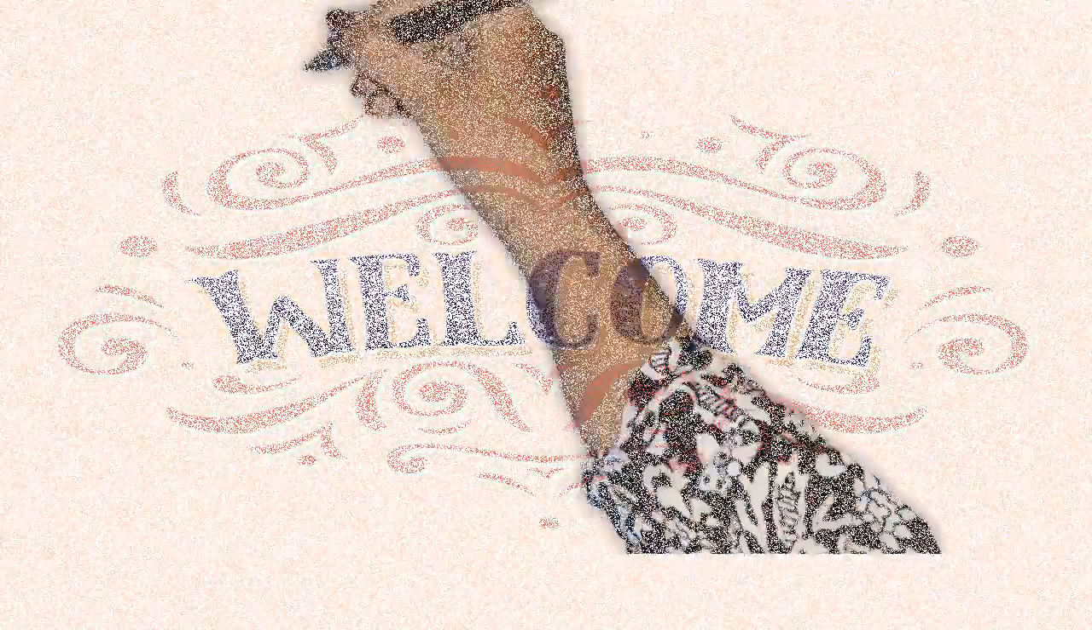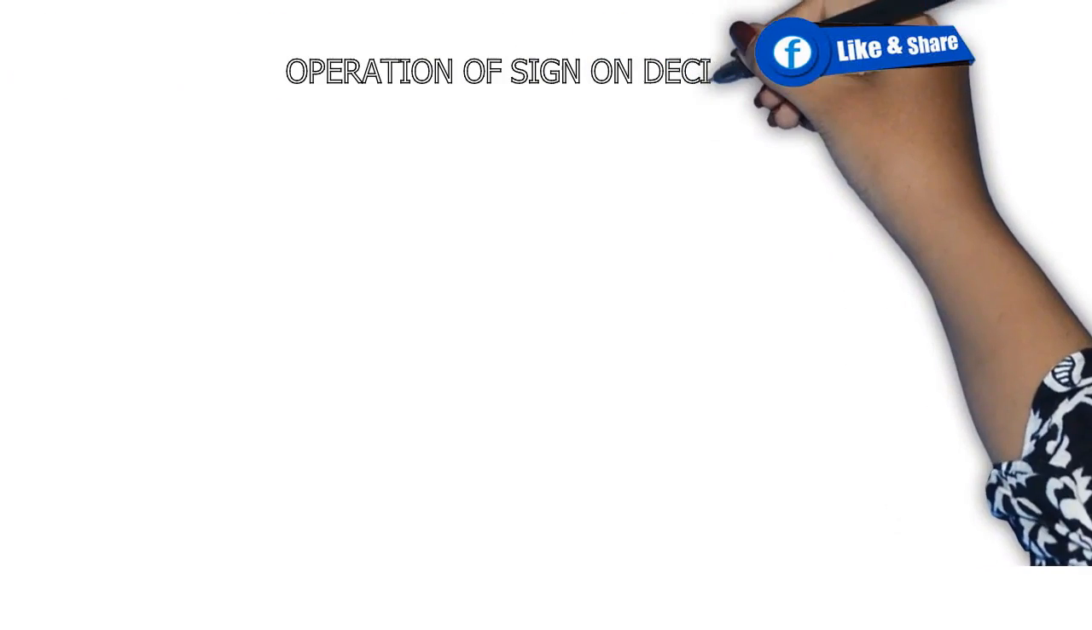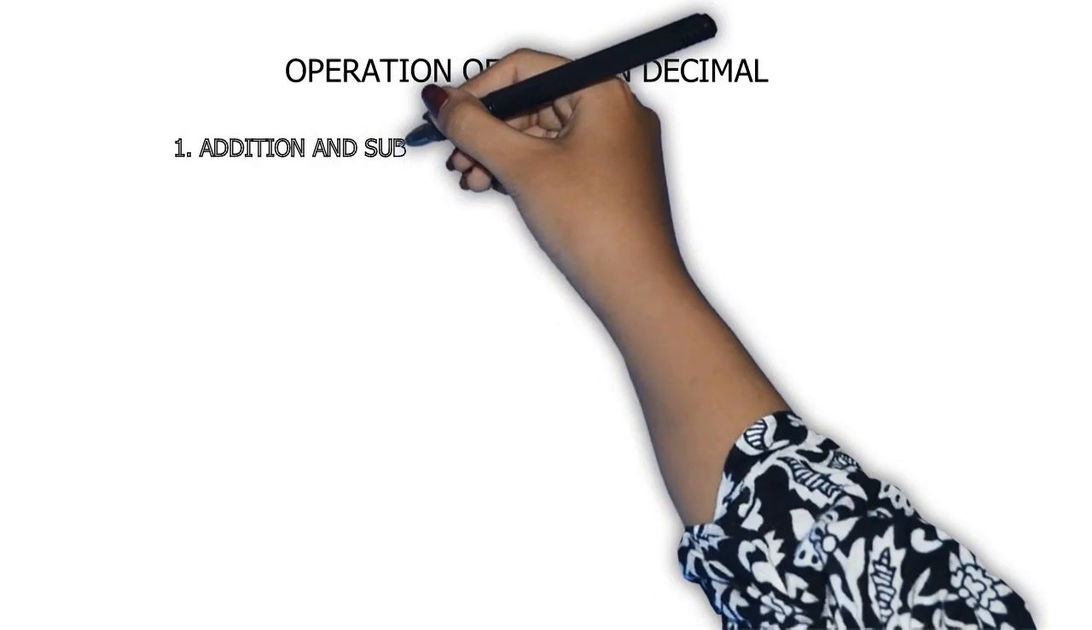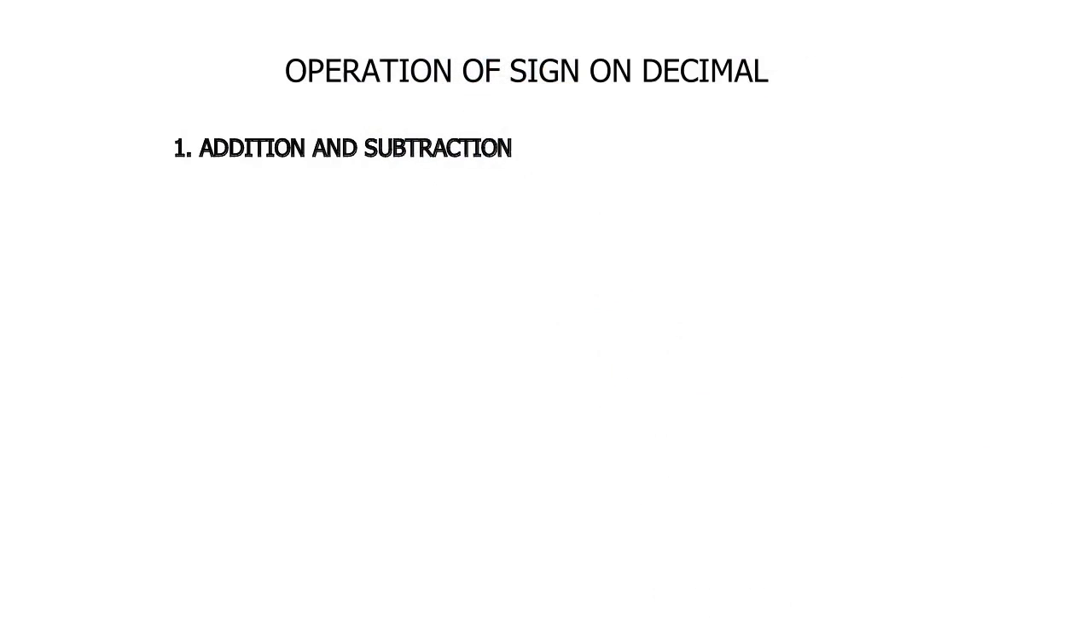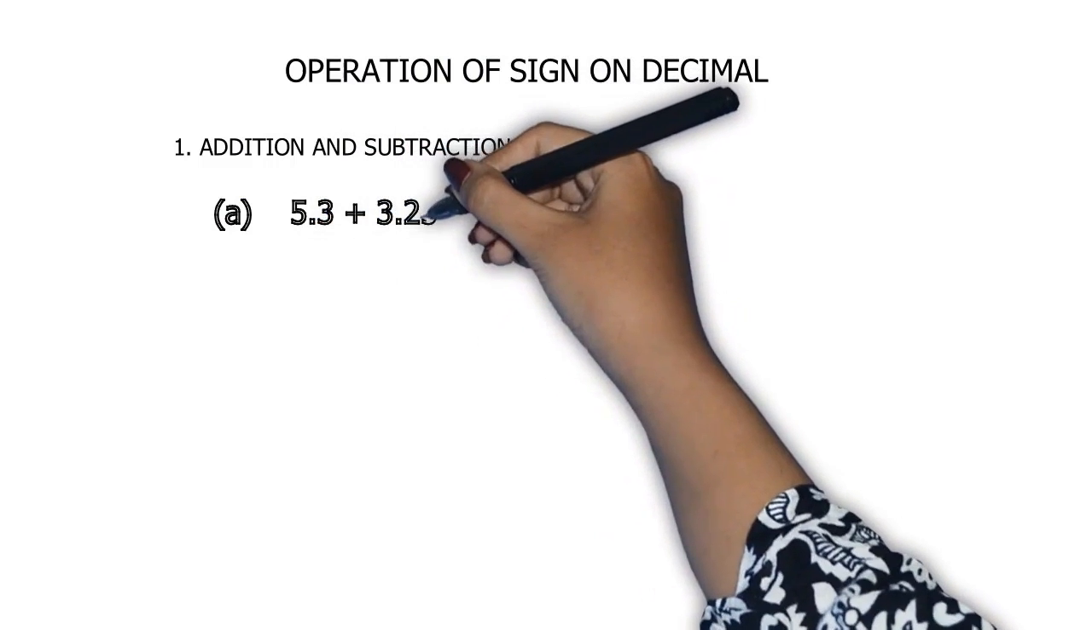Yes, students, today we're going to learn operations on decimals. So first we will do addition and subtraction. In part A, we have 5.3 plus 3.25. Let us do the solution.